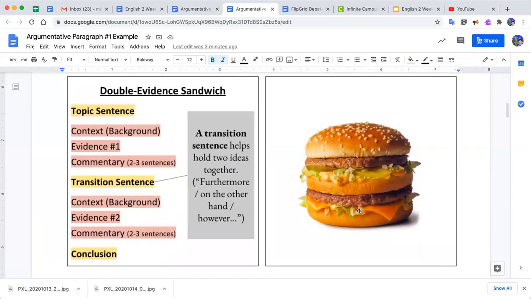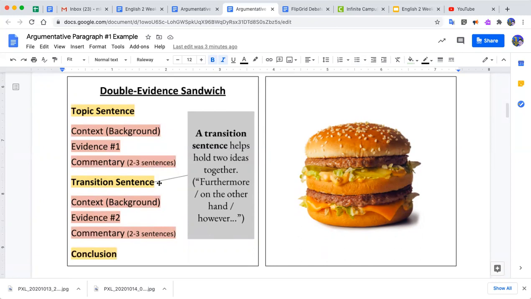So you're going to begin with your topic sentence, and then you're going to have your first piece of evidence to back it up, and you want to have some background before and some commentary after. So context, evidence, and commentary is always the order you go in. In the middle, you want to have a transition sentence. And that's because when you have two ideas, that transition helps connect them, hold the whole thing together.